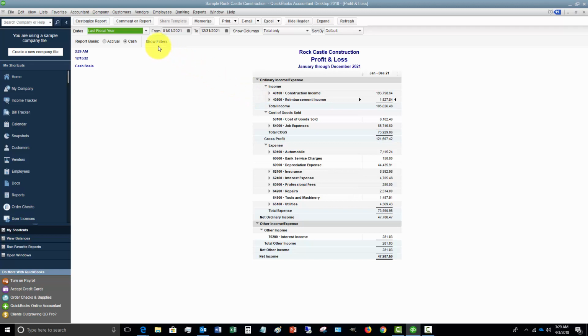And so you can see there's a big difference between the two, and a lot of times people get confused between what is accrual and what is cash, and why do these show different amounts. But the good thing is in QuickBooks, when you keep your books, you can switch the reports between accrual and cash and see what the differences are.